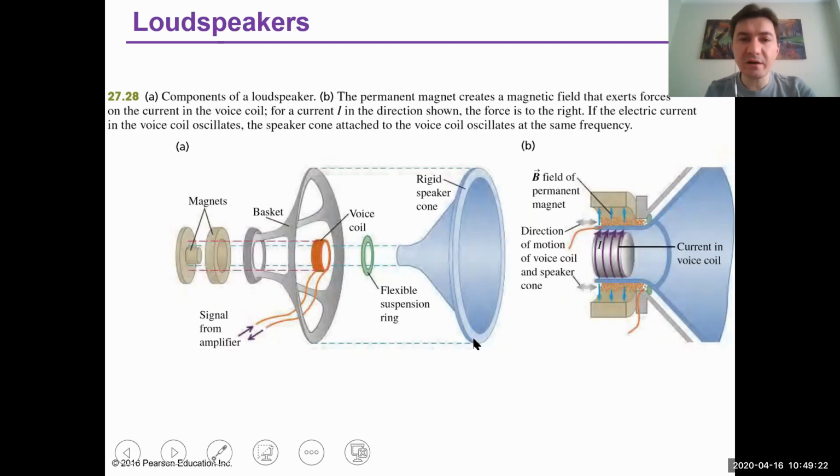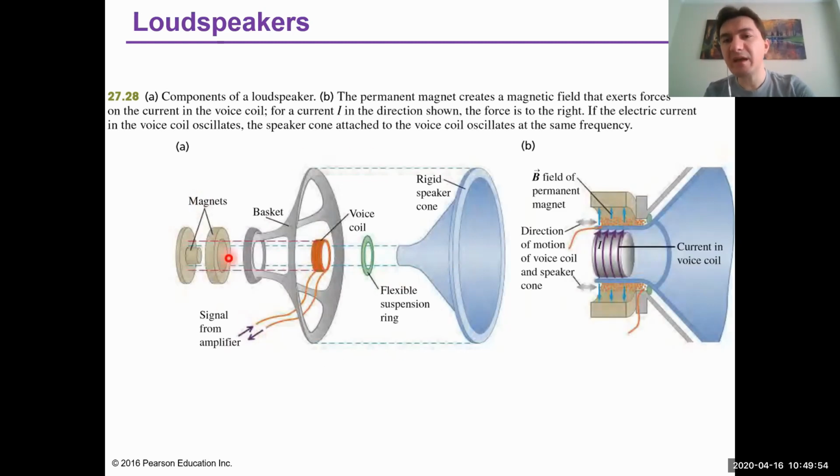What is the working principle of a loudspeaker? Here we have permanent magnets. Here we have a basket, and here we have a voice coil. The coil is a solenoid. You send current, and there's a wire here with many coils, which is called a solenoid. So current is entering and goes out. Here we have a flexible suspension ring, and here we have a rigid speaker cone. So these are the components.